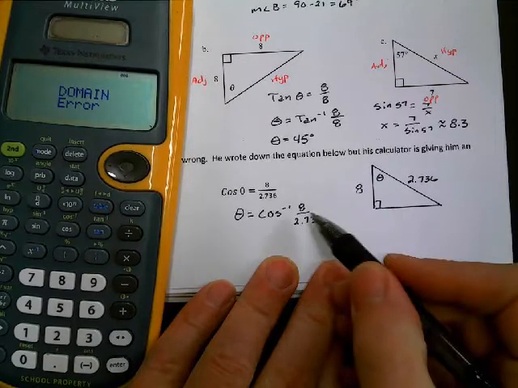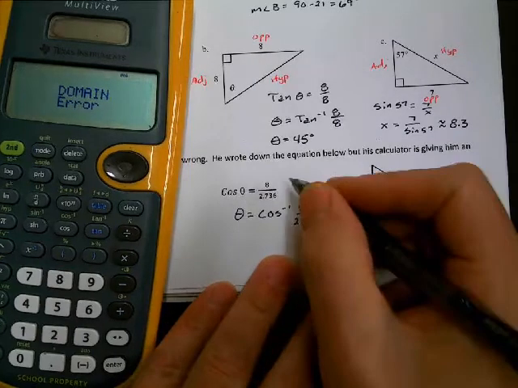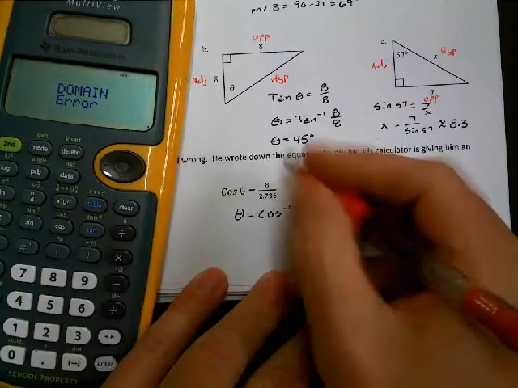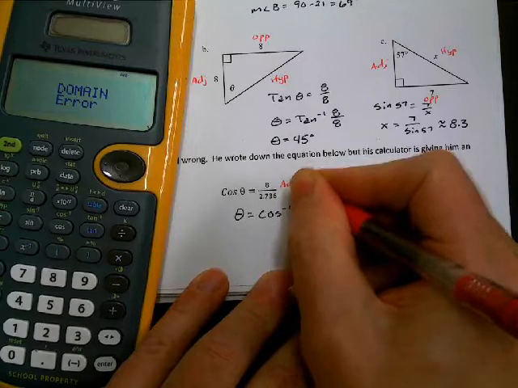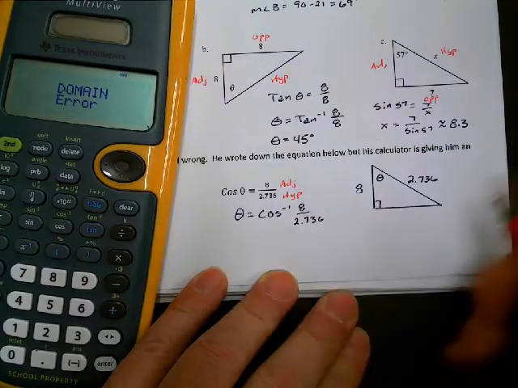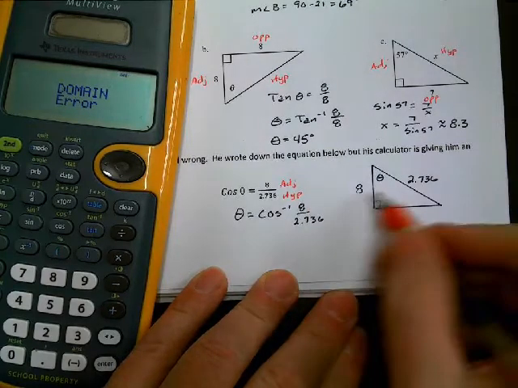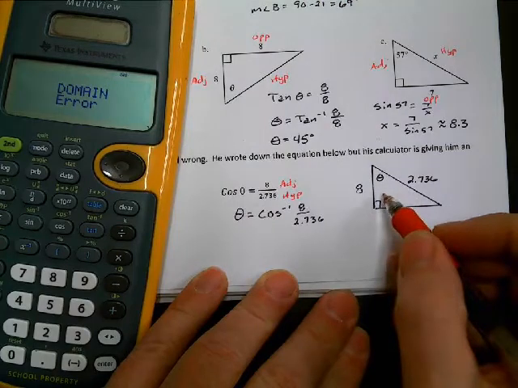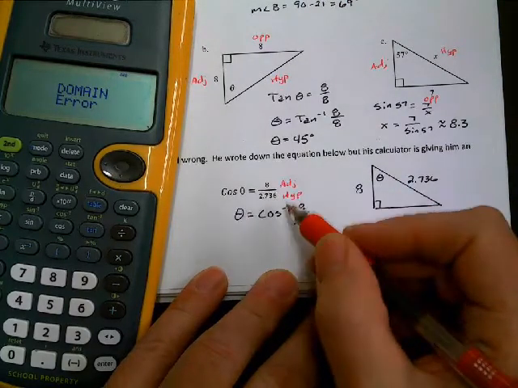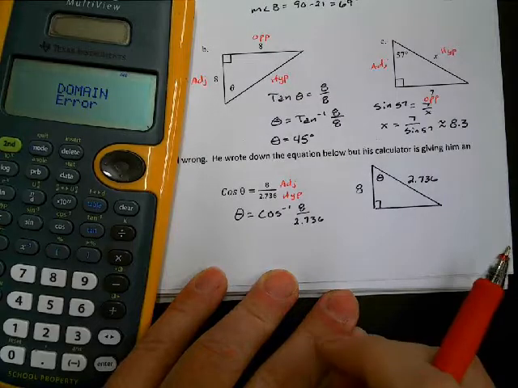It's impossible for the adjacent leg to be bigger than the hypotenuse. That's not possible. The hypotenuse is always the biggest number. So his error is he probably accidentally flipped these two numbers. It probably should have been 2.736 over 8 instead. So if you get that domain error, you probably set up your equation incorrectly.